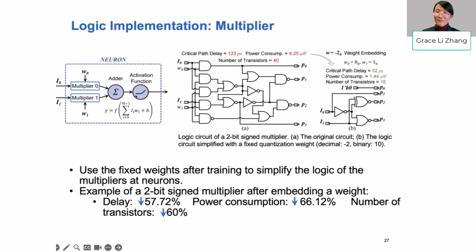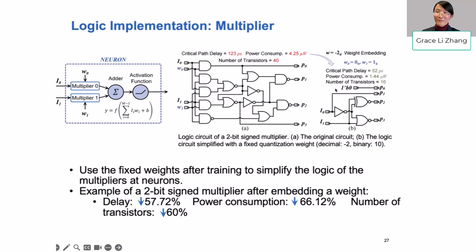We found that in many applications, after training, the weights are fixed. They don't need to change anymore. So we can take advantage of these fixed weights to simplify the multipliers. For example, this figure shows a 2-bit multiplier with two inputs and weights. But after training, the weights are fixed, for example W0 equal to 0 and W1 equal to 1. Then we use those fixed values to simplify the logic gates in the multiplier, doing logic optimization with EDA tools.